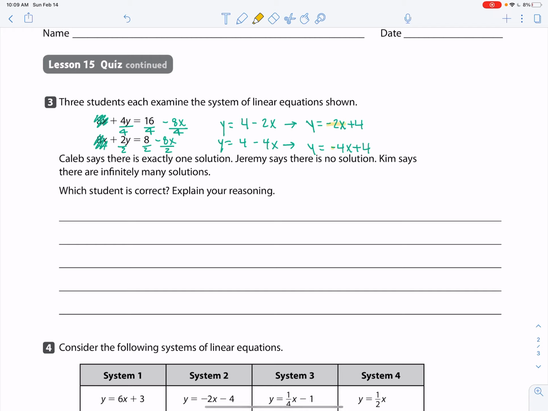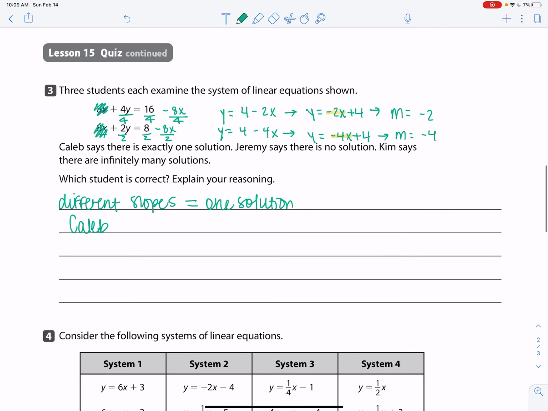If I'm looking at these variable terms, or the slopes, the slope at the top is equal to negative 2. At the bottom, the slope is equal to negative 4. When you have different slopes, it's automatically going to give you one solution. The student that said it's going to be exactly one solution was Caleb. That was all they asked us for number 3, and we're going to move on.